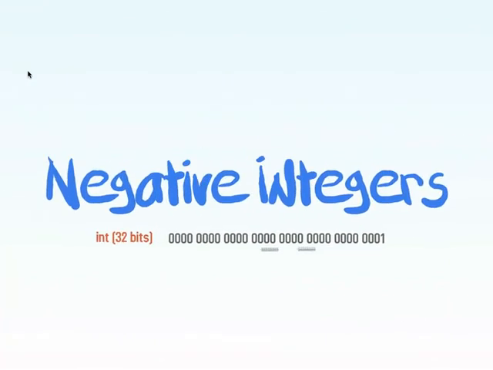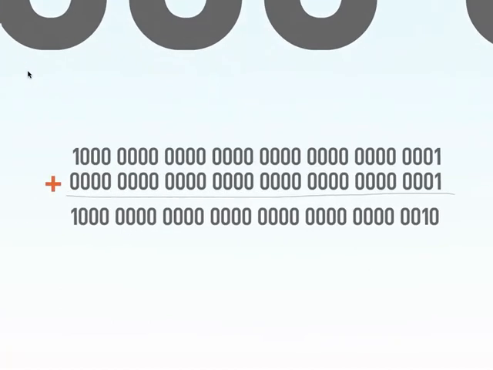All right, so that was a positive integer. How do we deal with negative integers? So let's take a look at the value 1 and how we actually might turn that into the value of negative 1. So our first approach is we could use the leftmost bit, this guy over here, as a sign bit, and let's see what happens.